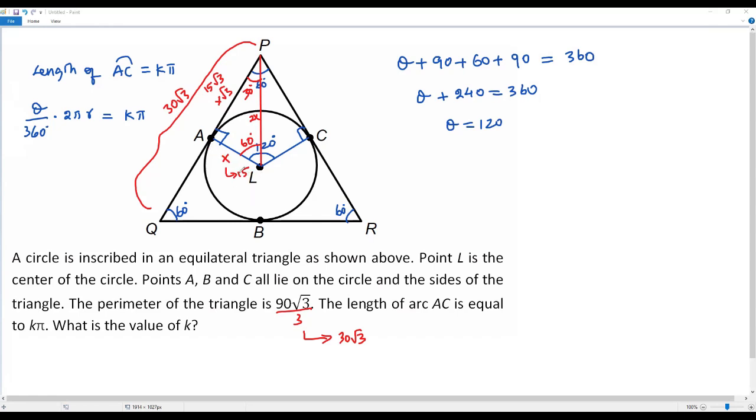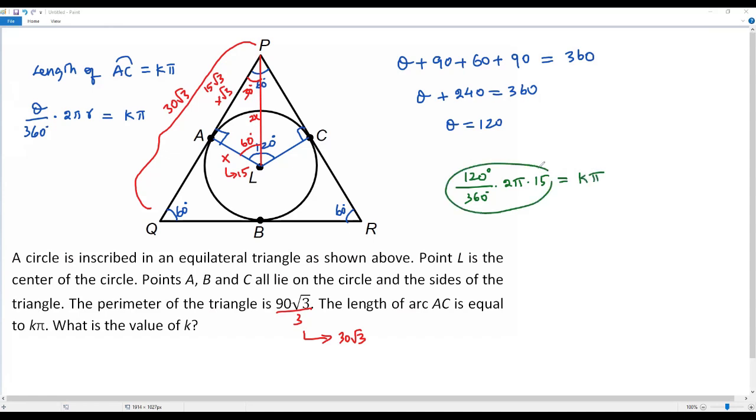Okay, now we have the central angle of the arc AC, that is 120 degrees, and the radius of the circle, that is 15. Now we can plug in the central angle 120 degrees for theta over here, and the radius 15 for r over here, and solve for k in that equation. Okay, now let me plug in, that is 120 degrees divided by 360 degrees times 2 pi times the value of r, that is the radius of the circle, 15, equals k pi.